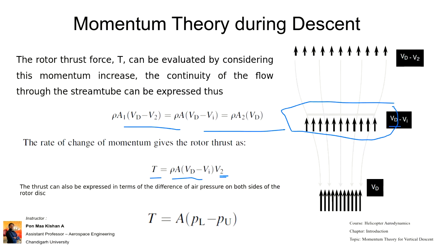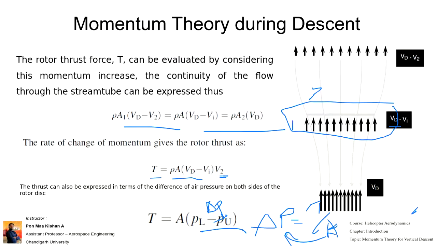In other terms, we can calculate the thrust with respect to delta P. Pressure is given by force by area, and here our force is thrust. So delta P is equal to thrust by area. If I cross multiply, thrust is equal to delta P times area. Instead of delta P, they have subtracted the pressure of the lower surface minus the pressure of the upper surface.